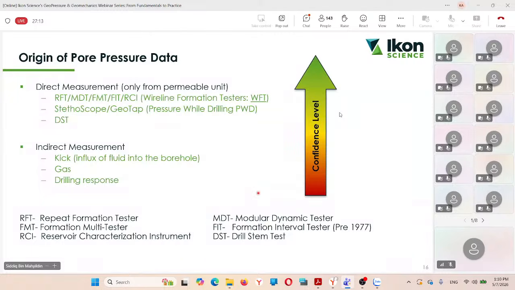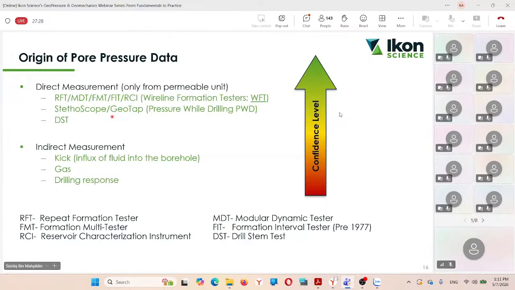It could be from different companies. They have different names for all of this direct measurement data. We have RFT, MDT, DST, stethoscope. It could be wireline. It could be from your logging while drilling. This is the most reliable form of data.